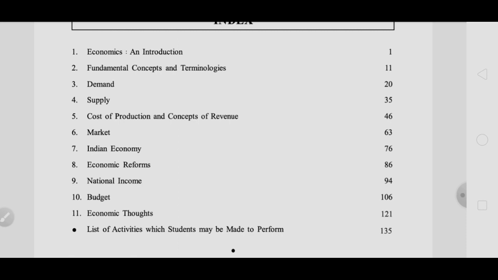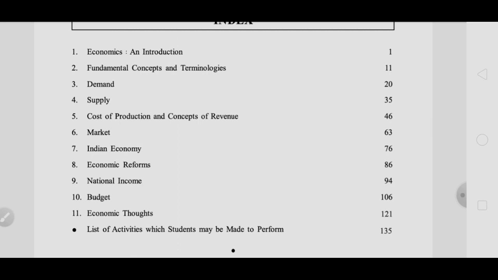That is, while producing any goods or services, we have some kind of expenses, which is called the cost of production, and when we are selling these goods, we are getting income in the form of revenue. Chapter 6 will discuss some of the important aspects of markets and types of markets. In chapter 7, we will discuss the Indian economy, which is basically divided into three parts.